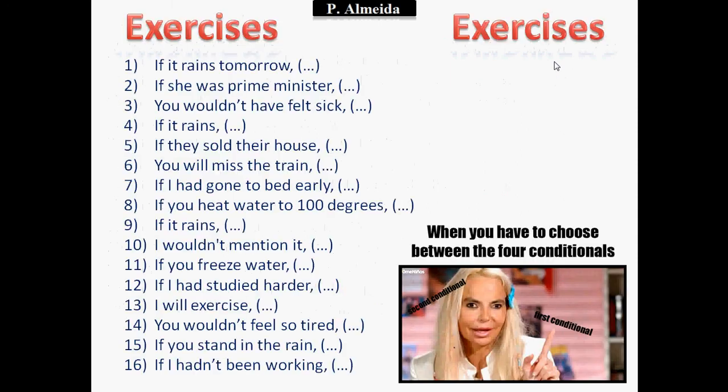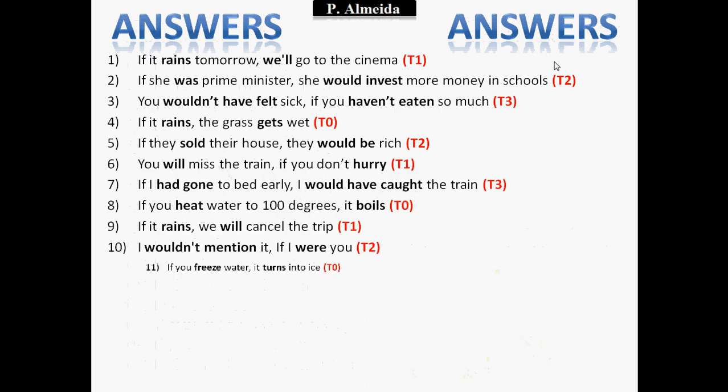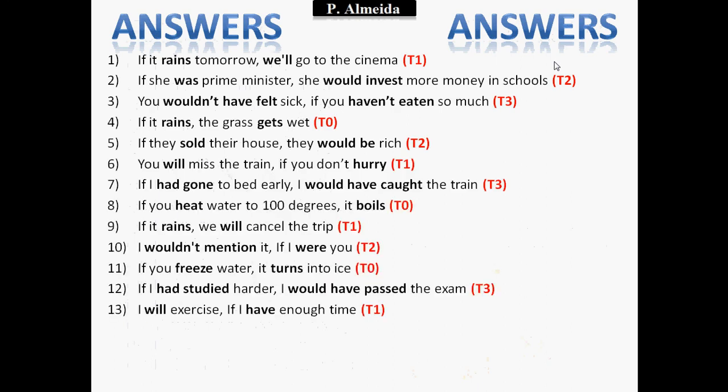Next one, number 14. You wouldn't feel so tired. So I have would, and then, well, in a negative format now, and then I have the infinitive. So that means that that's going to be a type 2 conditional. You wouldn't feel so tired if you went to bed earlier. So because it's a type 2, I must have the condition in the past simple.